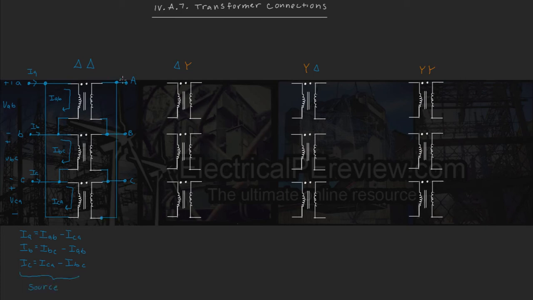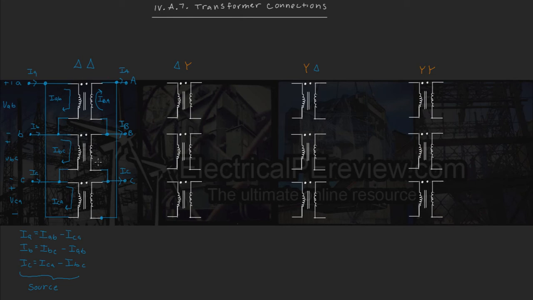Here's our load line current, I capital A. Our load line current, I capital B. Our load line current, I capital C. Here's our polarity mark, so we know if we've got our IAB phase current flowing into this dot, then our IBA current is going to be flowing out of that dot. Notice we're going to use our convention of IB to A because we're flowing from node B to A.